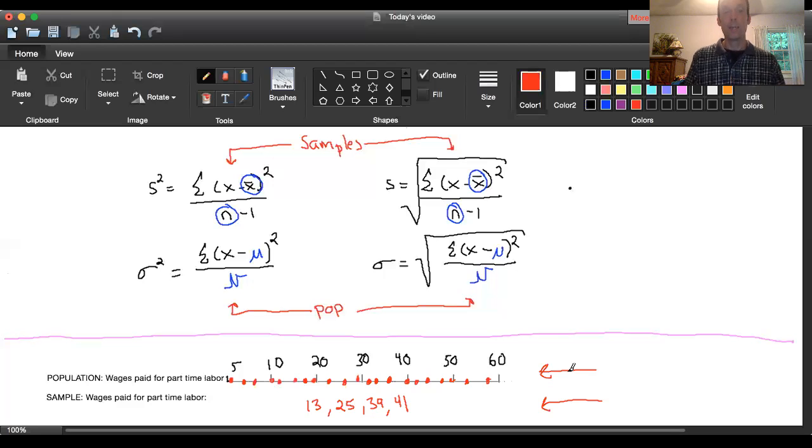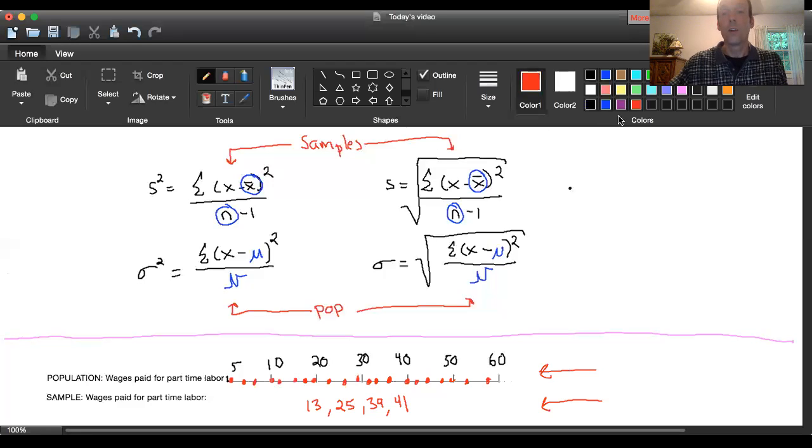And we'd probably say, well, heck, that's got to be the one on the top. It's so much wider. It goes from 5 to like 58. The one on the bottom is very, very small and compact. It's only going from 13 to 41. So it must be true that the dispersion is much smaller on the downstairs data set for the sample. And we'd be exactly correct if we said that.